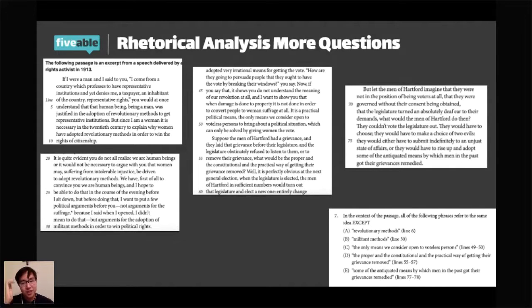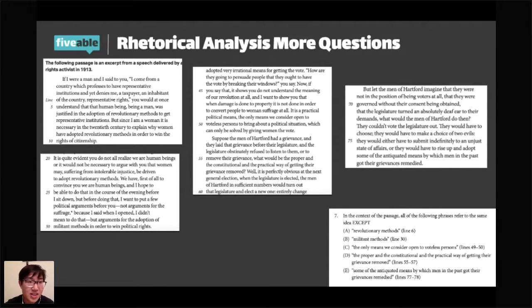All right, thumbs up. The correct answer is actually D. The reason why is A and B are both talking about the revolutionary methods that women's rights needs. And C is the same way. If you read the sentence above, it says, if you say that, it shows you do not understand the meaning of our revolution. It's a practical political means, the only means we consider open to voteless persons. So it's talking about those militant, revolutionary methods.